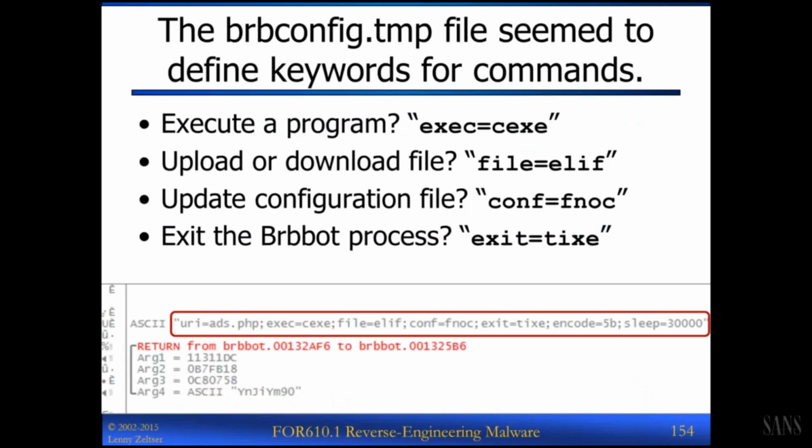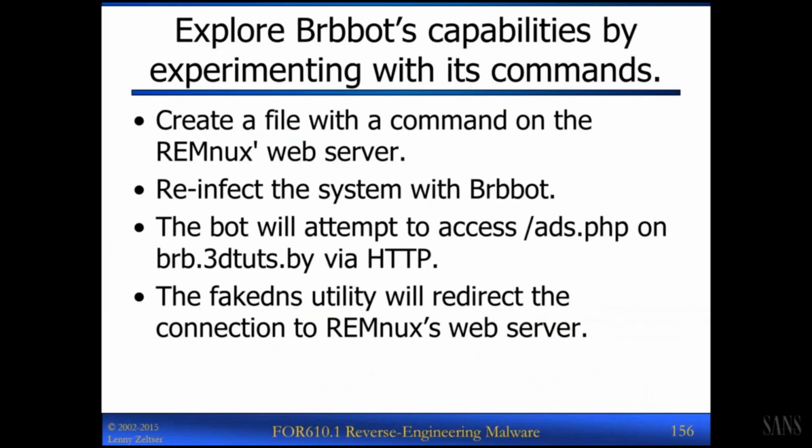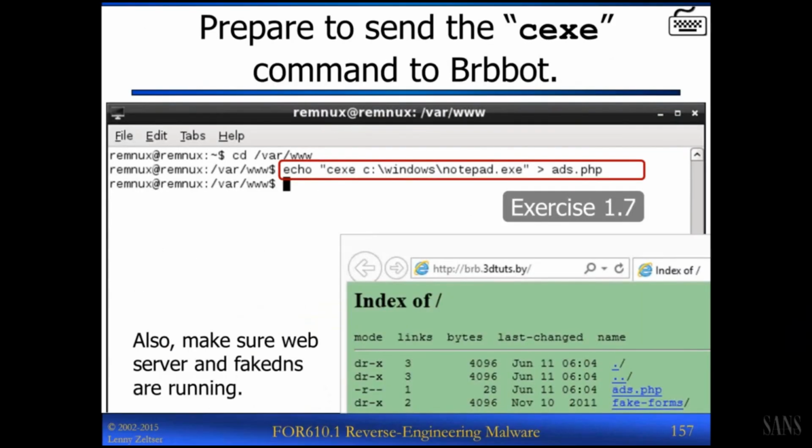All right, so now we're going to briefly explore some of our other theories, namely that these other strings, these name value pairs, were in fact commands that BRBbot understood. In order to confirm that, you might try to create an ads.php file and place some of the commands we saw inside of it. If you go to /var/www, and I'm going to hop to the next slide because that more clearly explains it, you can create an ads.php file, and inside of it you could put an example of what might be a command to BRBbot.